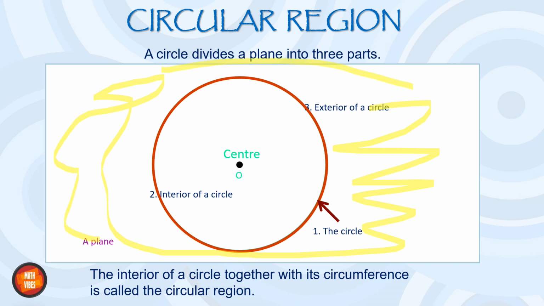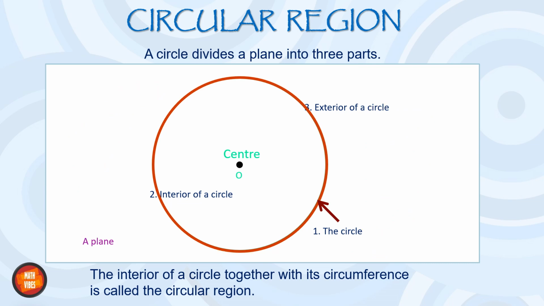So a circle divides a plane into three parts, and the interior of a circle together with its circumference is called the circular region. It means you will not just include the interior of the circle but will also include the boundary of the circle when you talk about circular region.